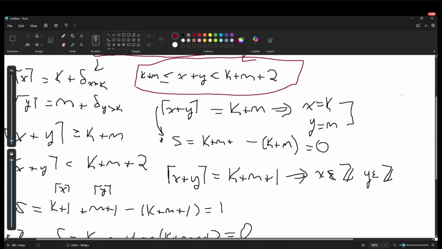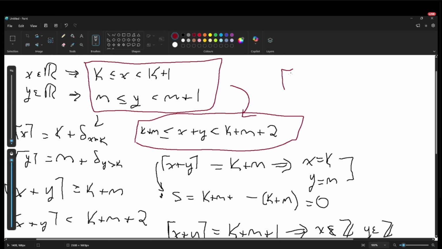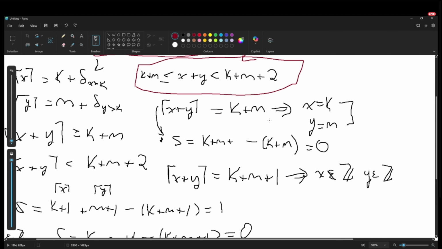And then you split on cases, right? Because you know that this quantity, x plus y, is an integer. So you know there's only really two possibilities here if it's bounded between two numbers. So it's either k plus m or k plus m plus 1. Now for the case where it's k plus m, then that means that both of these guys have to be integers.